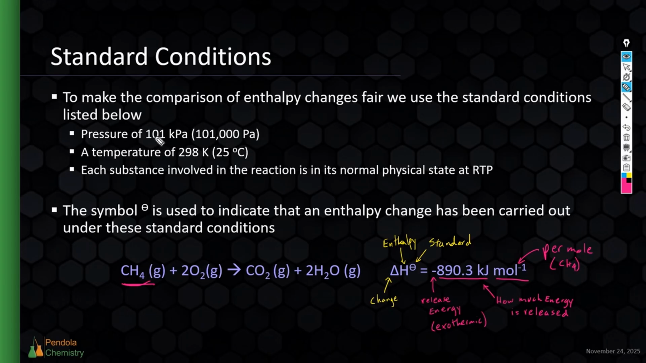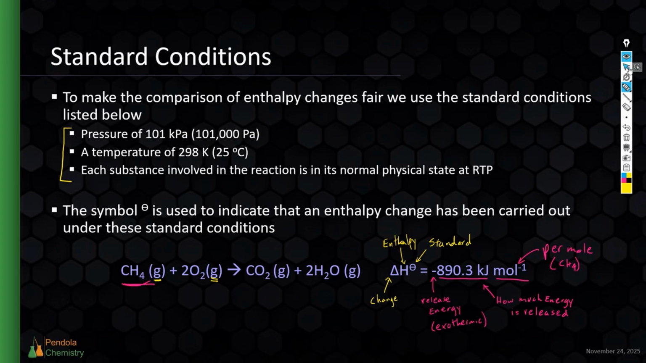Again, standard conditions meaning 101 kilopascals of pressure, 298 Kelvin of temperature, and everything is in normal physical state. And by everything, we mean the reactant. So we see that methane is a gas, which methane is normally a gas. Oxygen is a gas, which is normally what oxygen is in at room temperature and pressure. So that is the basic breakdown of what all the different symbols mean.